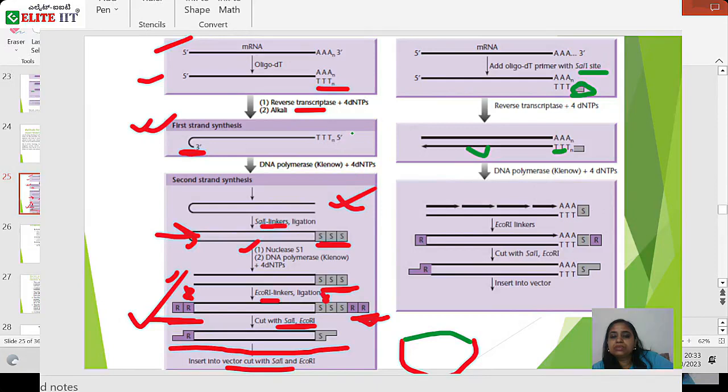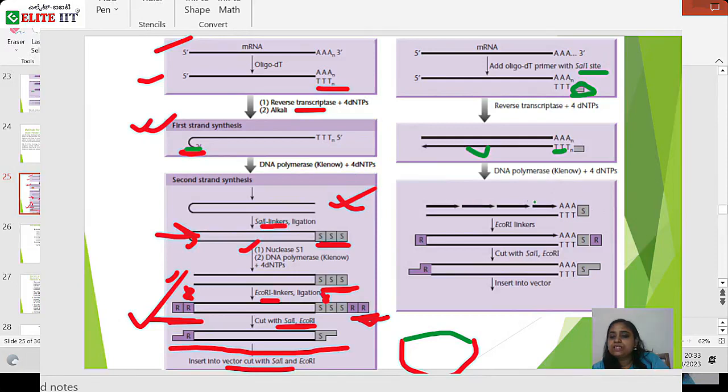No. See, we are making this. So this part is open, na? Here also this part is open. This part is open. It should make the hairpin, but in this case it is not happening. Don't know why. Let's see. DNA polymerase plus.